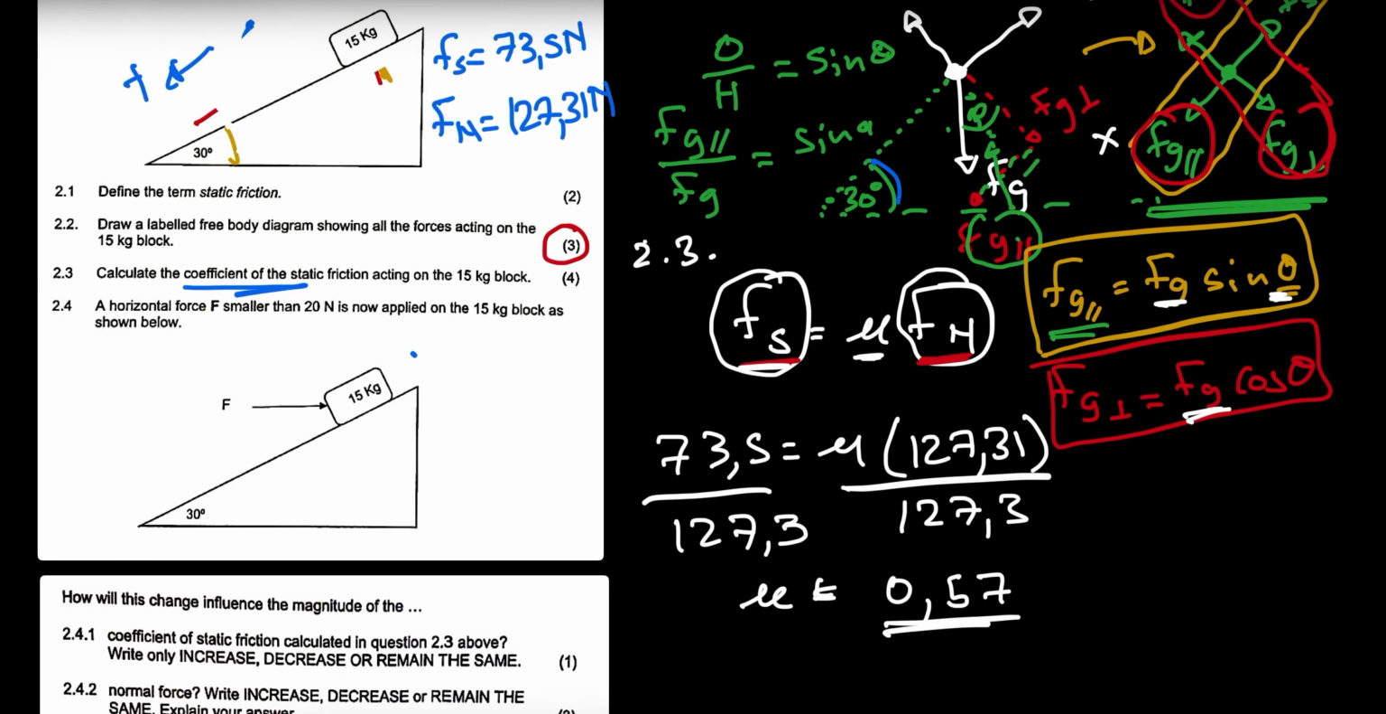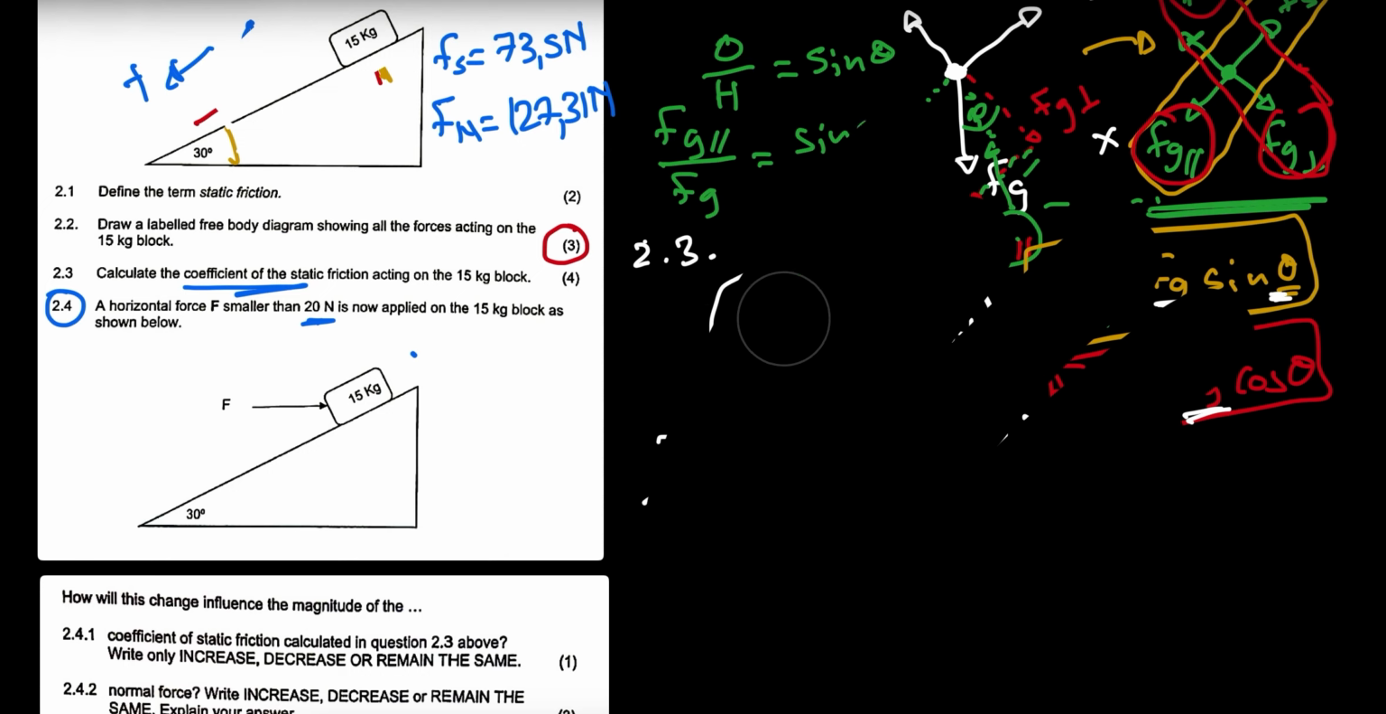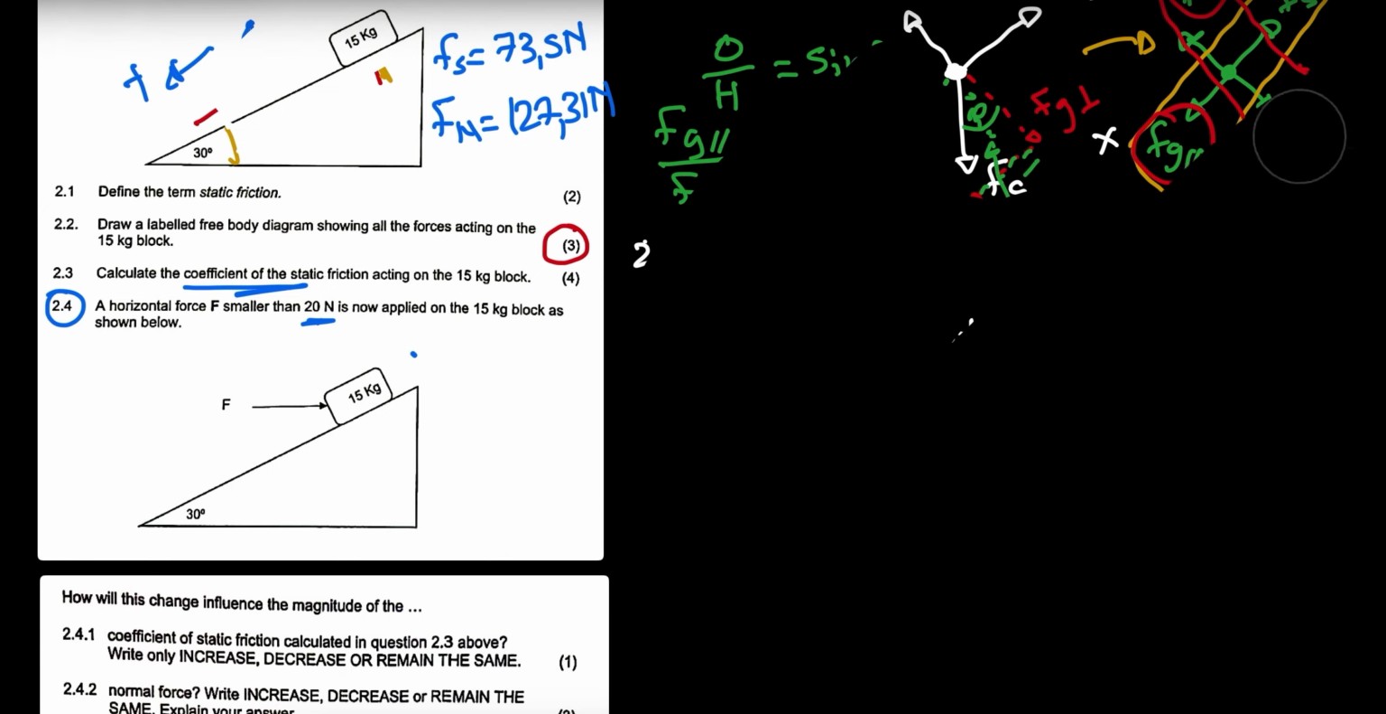Now as we move on to answer the next question, which is 2.4, we should read the statement. The statement says a horizontal force smaller than 20 newtons is now applied on the 15 kg block. Okay, so now I can erase here, because this question does not need what we have here. So I'm going to erase and create the space.